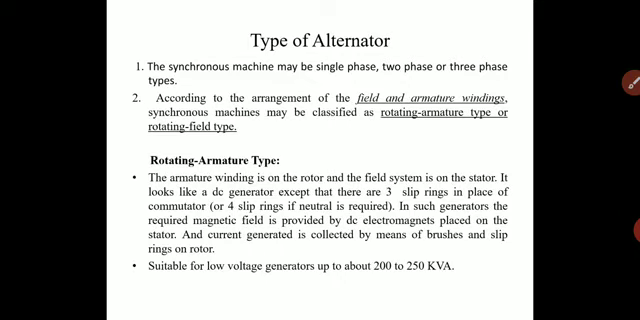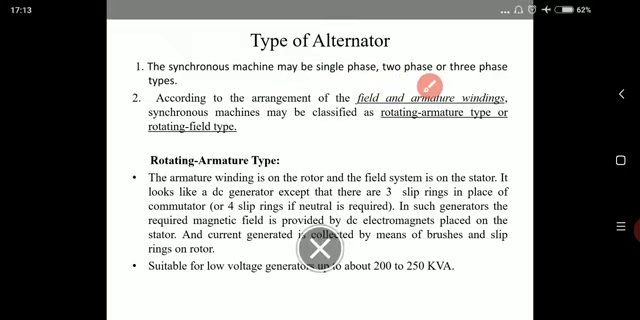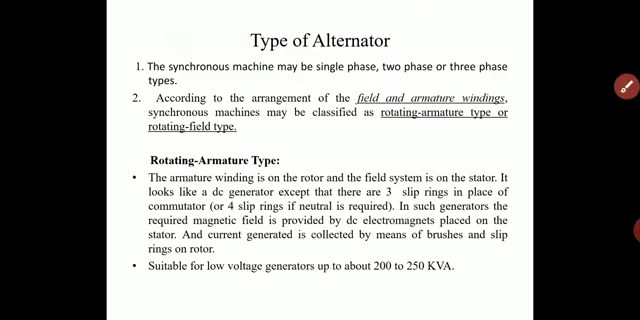Then two phase. It means the alternator is composed of two windings placed at 90 degrees from each other. They require two live and one ground wire from the three phase supply that work in two phases. It means from the three phase, two are live and another is the ground wire.